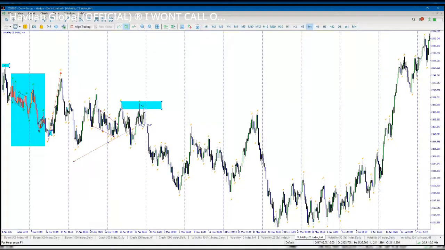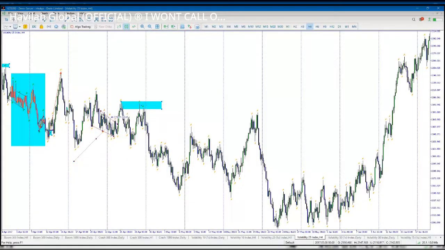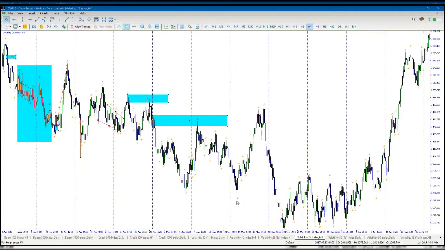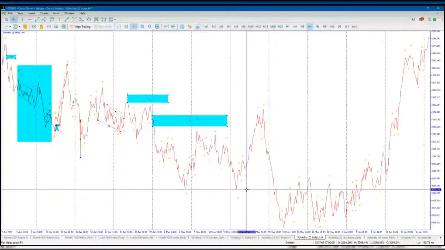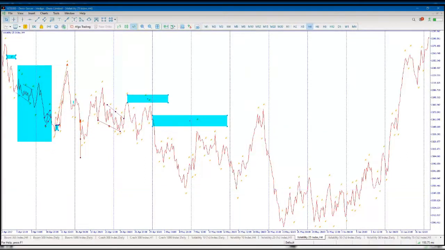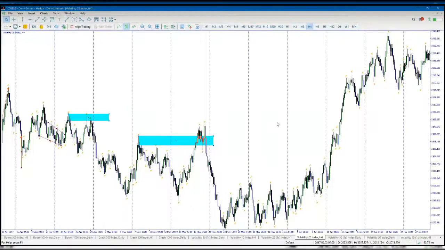So low, high, low, came back to test a cube, created a new low. And then still there was a sweep above this last low. So this is the third time V25 will be doing this, even on lower time frames. We can see low, high, low, high, low.